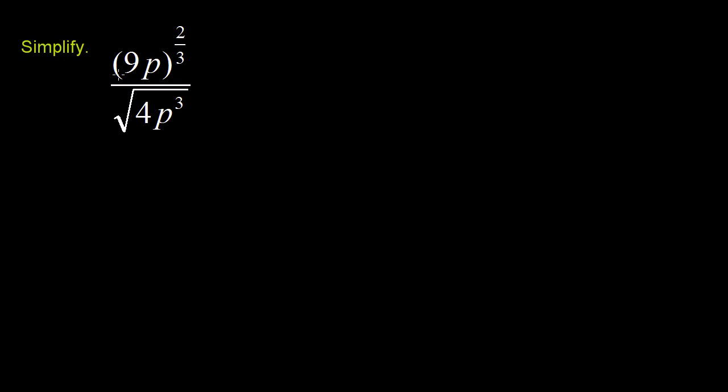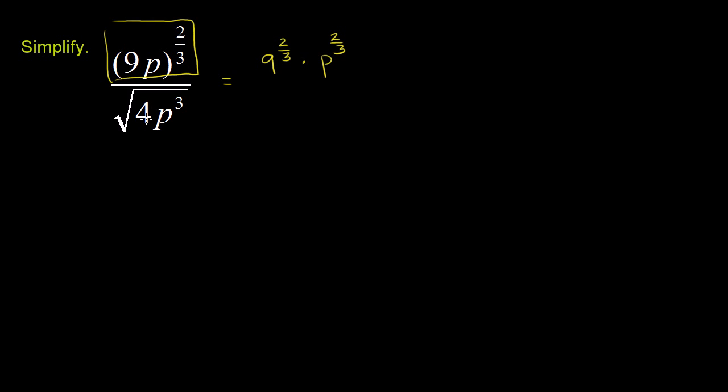We're asked to simplify 9p to the 2/3, all of that over the square root of 4p cubed. So let's just do this step by step. The first thing we can do is say, well, if it's 9p to the 2/3, that's the same thing as 9 to the 2/3 times p to the 2/3. That's what this top part can be simplified to.